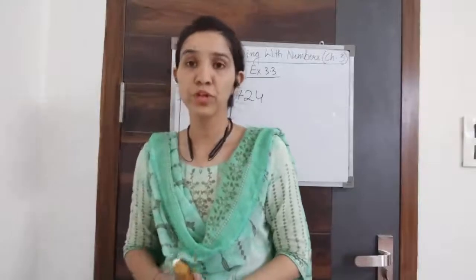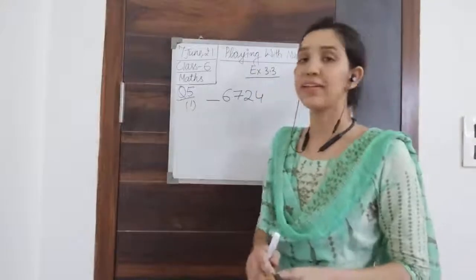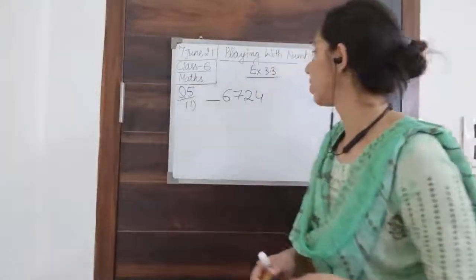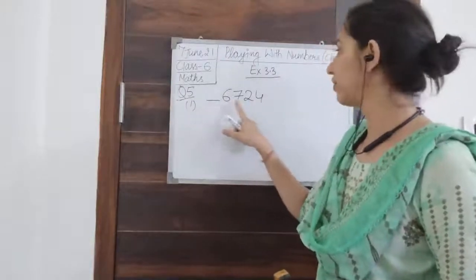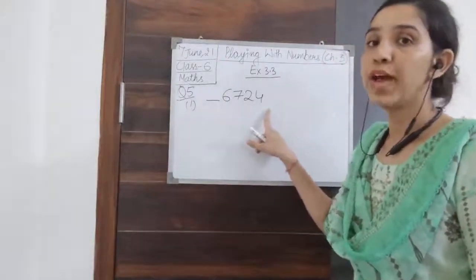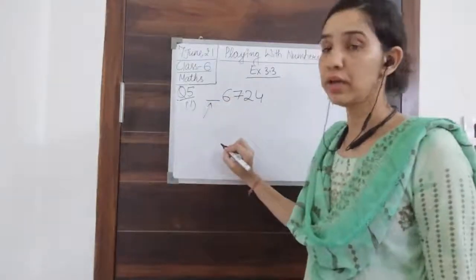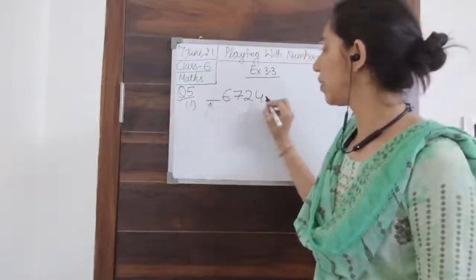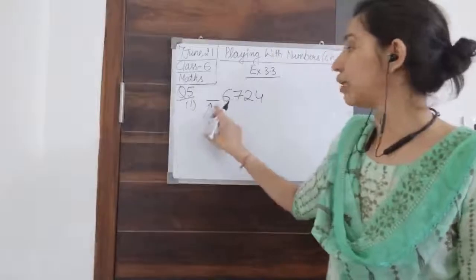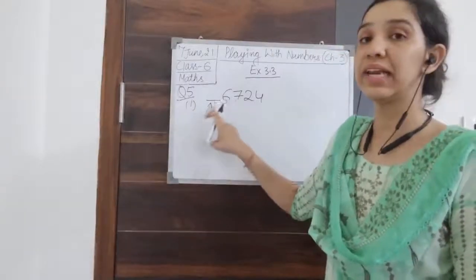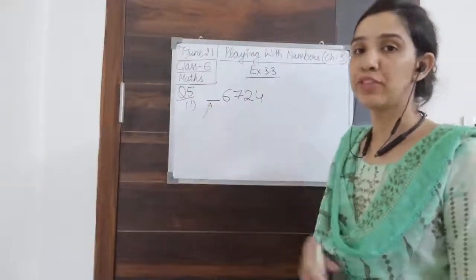Questions number 2, 3, 4 we can do by ourselves. We will do a part of question number 5 as it is different from other questions. In this question we are provided with a number, dash 6724. We have to find the number which can be put here so that this number is divisible by 3. We have to tell two numbers, the smallest and the greatest number that can be put here.